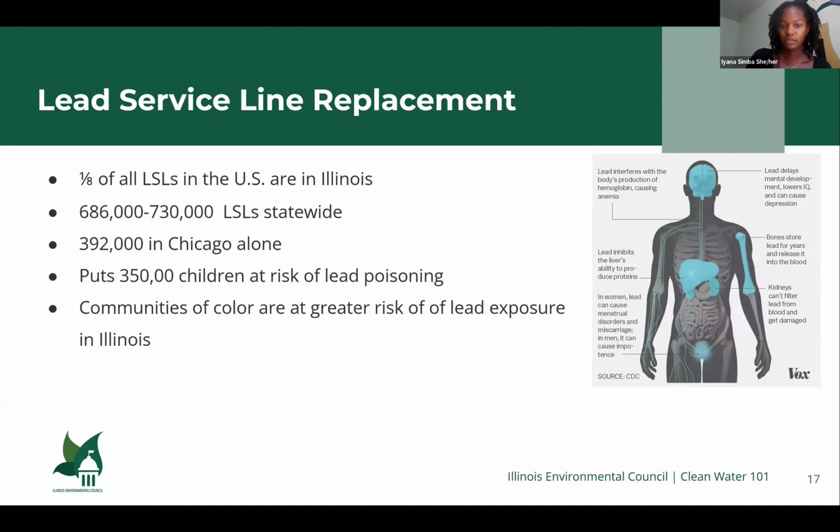In Illinois, we have one-eighth of all the lead service lines in the country. There are around 392,000 to 400,000 in Chicago alone. We have 350,000 children that are at risk of lead poisoning because of this. And we know that communities of color face a greater risk of lead exposure in Illinois. As you can see in the diagram, the impacts of lead on the body are not great. It can impact the reproductive system, your kidneys, cognitive thinking, really critical areas of the human body.